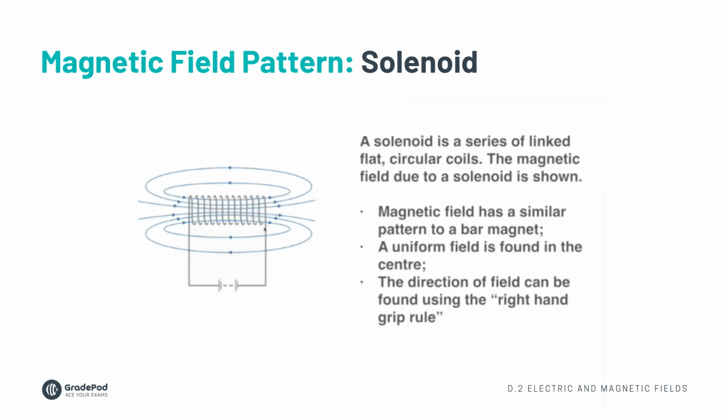And what we find inside the centre of the solenoid is a uniform, as uniform as possible, magnetic field. So the lines are straight and they're equally distanced apart. We can find out the direction of the solenoid's field by using the right-hand grip rule.